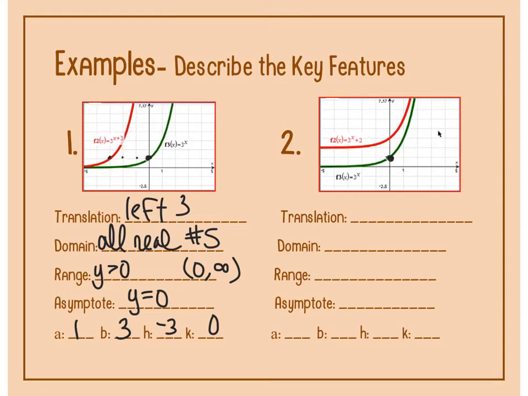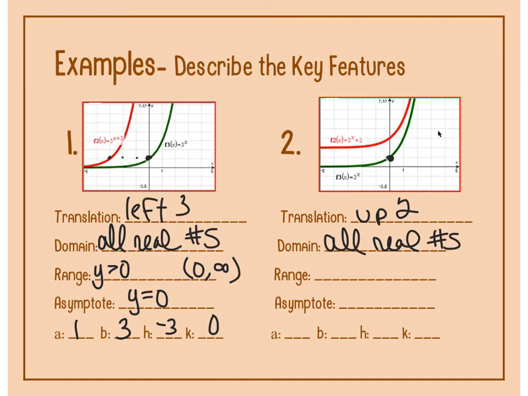So what happened to this graph? It went from here, up, up. So what did it do? It went up 2. My domain is all real numbers.